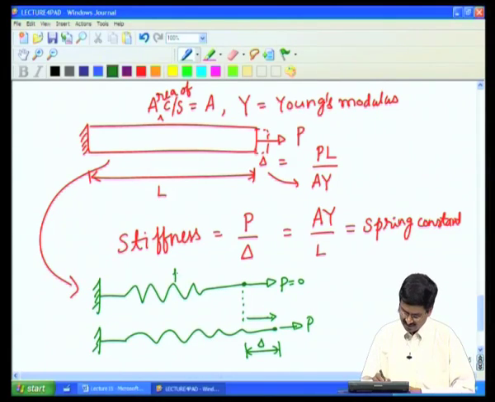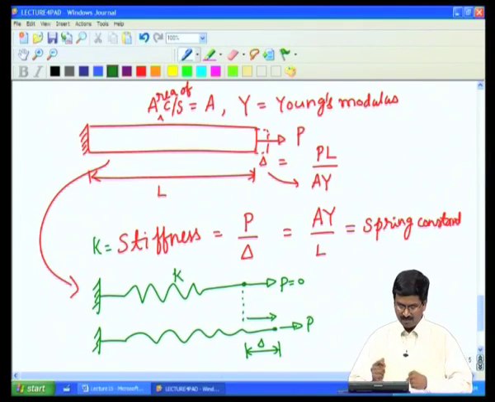Okay. So, here we denote this as K, the stiffness of the spring, that same thing as stiffness of the bar. So, the entire bar we can represent as one single spring and the stiffness of the spring is given by A Y by L.